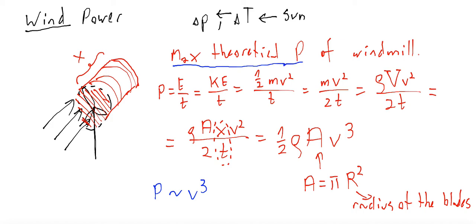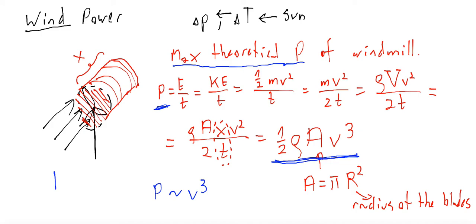Okay, why is it maximum theoretical power? This is because in this equation all moving particles should be taken by the windmill, which is not possible. Some particles travel between the blades. Not all particles hit the blades. Is it clear? So this is maximum theoretical because it's not possible. Always some particles travel through the windmill.